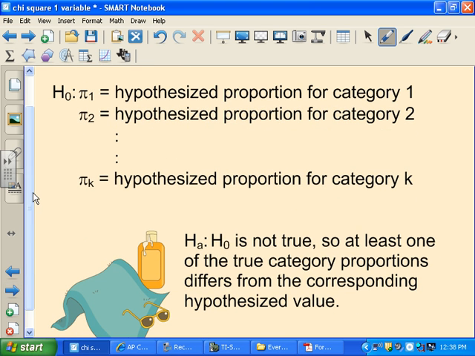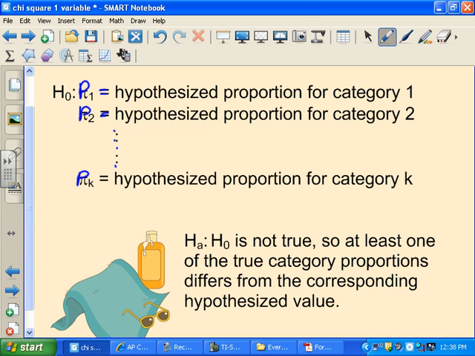Null and alternative hypothesis. Super simple in this one. Actually, your alternative hypothesis is super simple. Null hypothesis. And I will use big P's. P1 equals whatever you say it's supposed to be. P2 equals whatever you say it's supposed to be. Everything equals whatever you say it's supposed to be. Because the statistic is goodness of fit. Does your data that you have fit what's supposed to be true? Yes or no? That's really all this says.